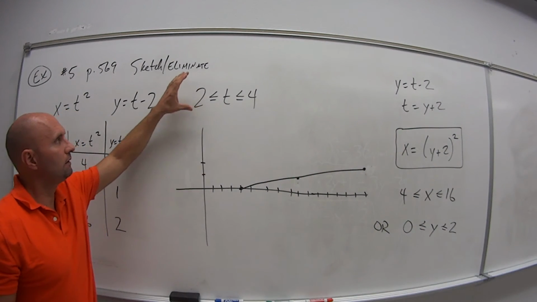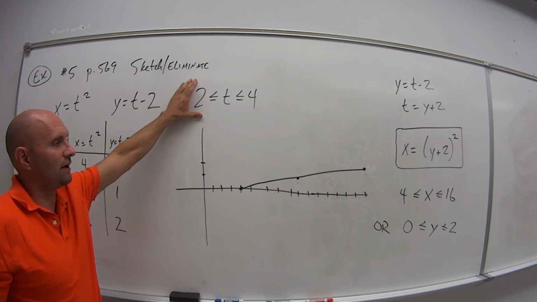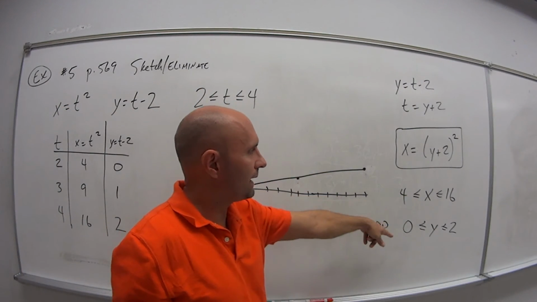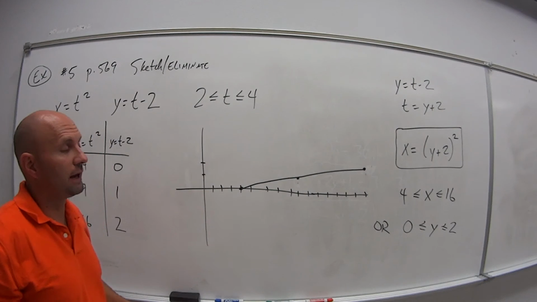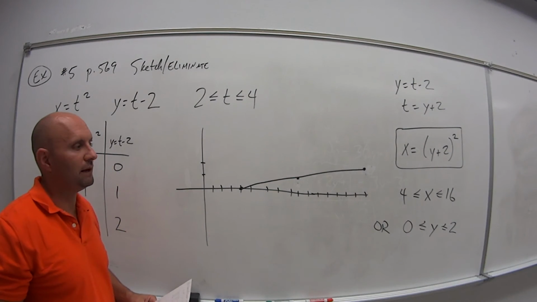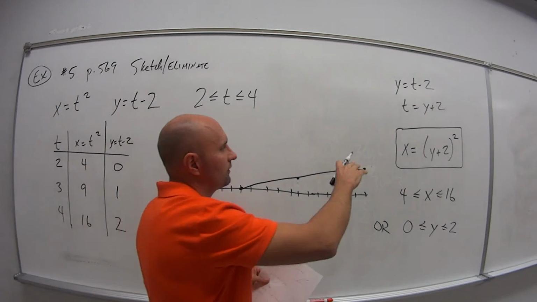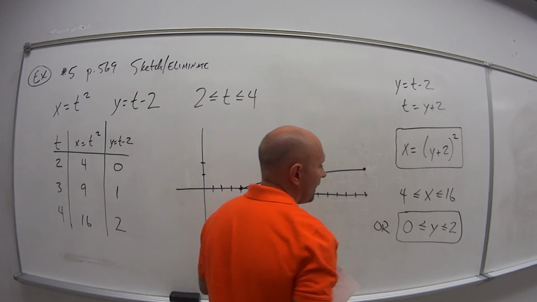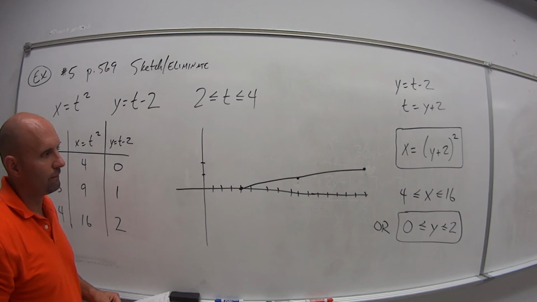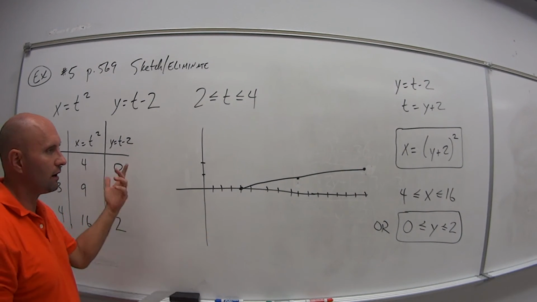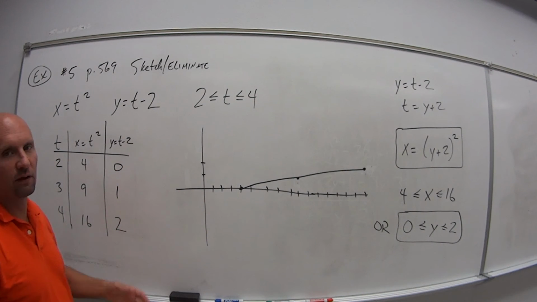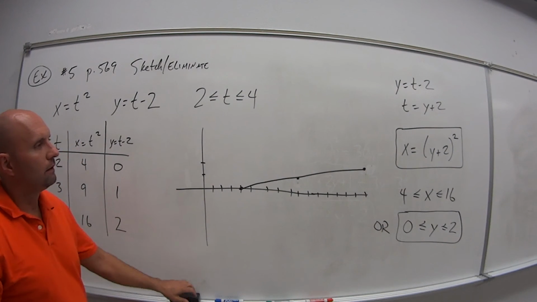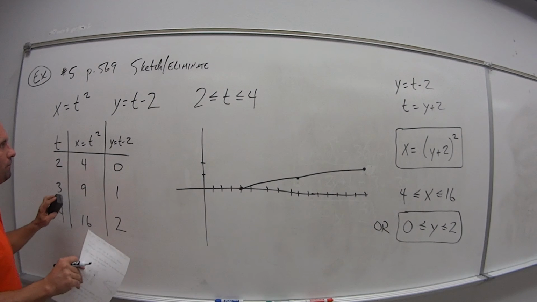So if we're given a parametric equation that has its restrictions on it, we need to make sure that we restrict our domain or range on our equation once we eliminate the parameters. So in this case, I would say x is y plus 2 squared, and y is between 0 and 2. That way I know the only values I'm going to get are 4, 9 and 16 if I'm using my integer values. All right, so that's that example. I'm going to erase this.